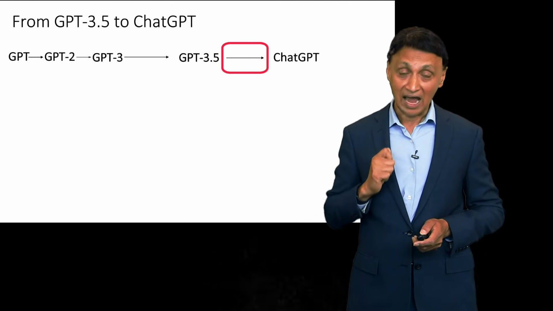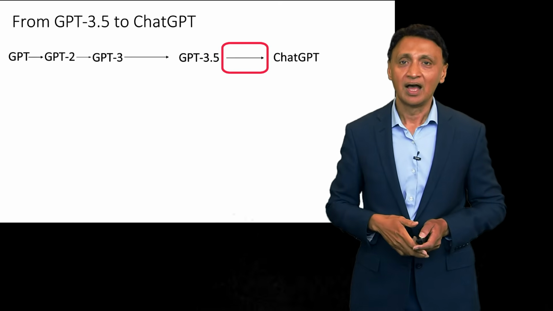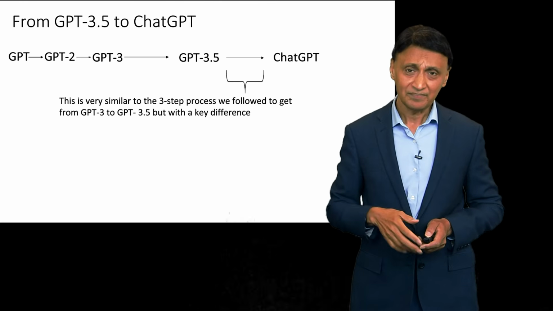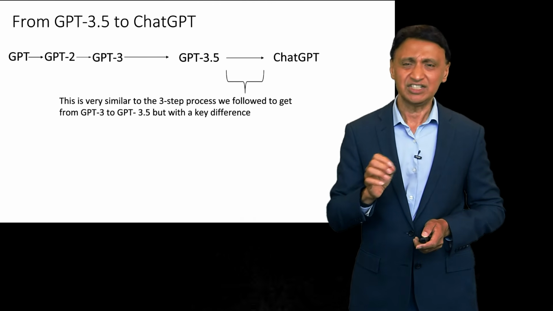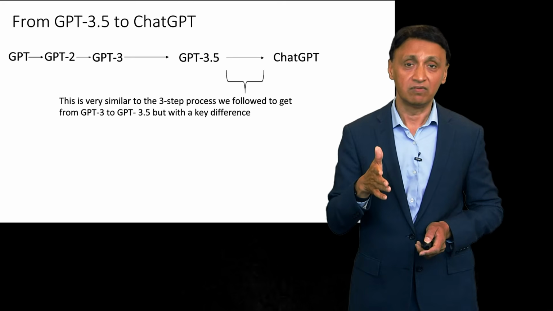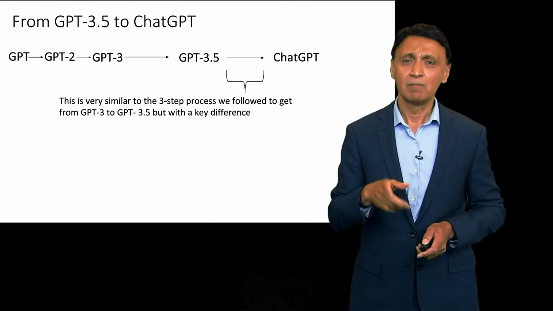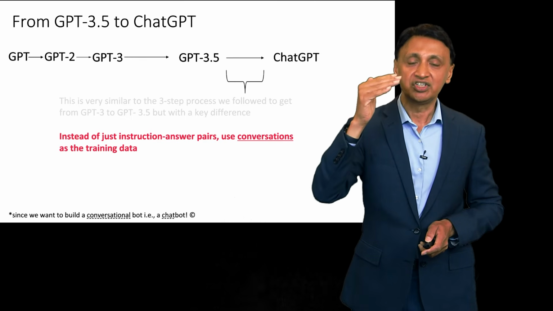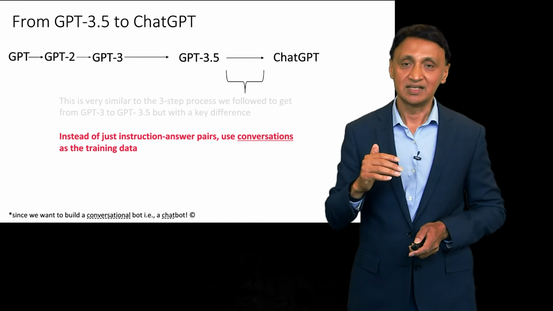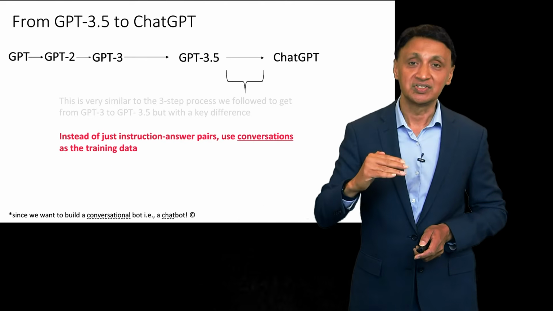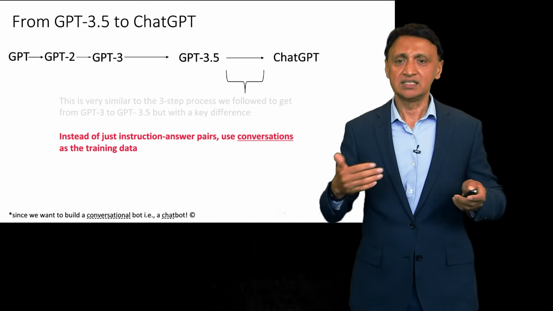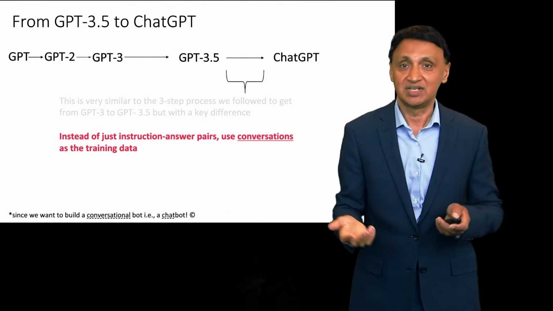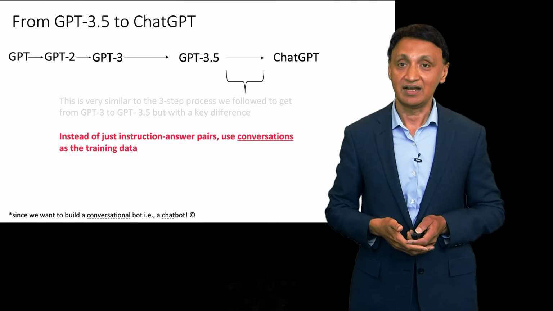So now that brings us to the final leg of our journey, which is how do we go from 3.5 to ChatGPT? Well, the process that was followed by OpenAI was actually very, very similar to the three-step process we followed to go from 3 to 3.5, but with one key difference. And that was, instead of just using instruction-answer pairs or question-answer pairs, they used entire conversations as the training data. And this makes sense because if you want to build a conversational bot, i.e. a chatbot, you have to use conversations. That's sort of the raw training data that's needed for that. And so that's what they used.